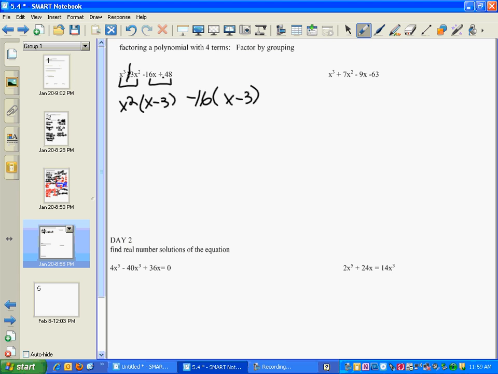So again, we look at our first 2 terms and we look at the last 2 terms. Okay? What do I pull out of the first 2 terms? Just the x squared. And that leaves me with x minus 3. If I were to FOIL this again, I'd still get x cubed minus 3x squared. I look at my last 2 terms. What can I pull out that's common with negative 16x and 48? A negative 16. And that leaves me with x minus 3. If I FOILed this negative 16, I'd still get these last two terms. Does that make sense?